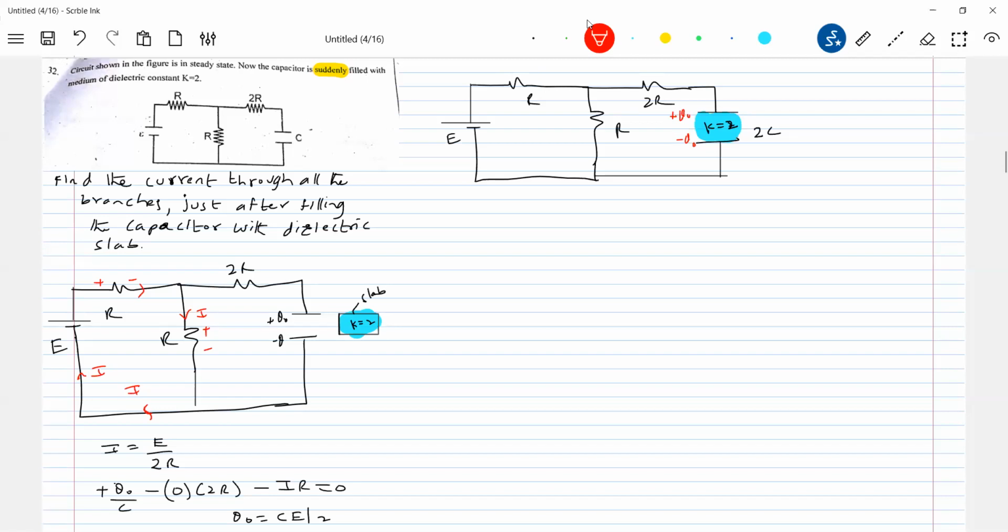And I'll write it here. So what was the drop here? V naught. So what is V naught? V naught equal to Q naught by C. So that should be E by 2.